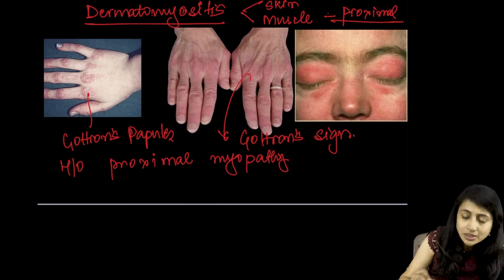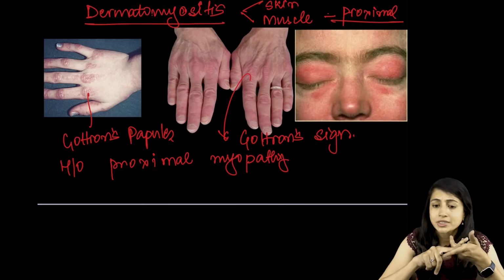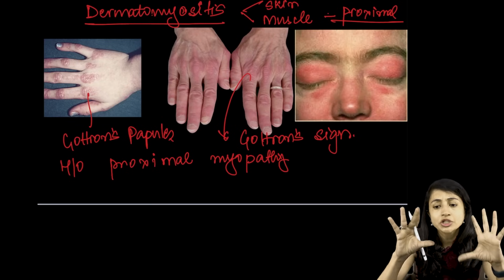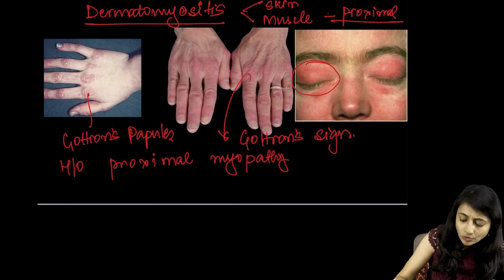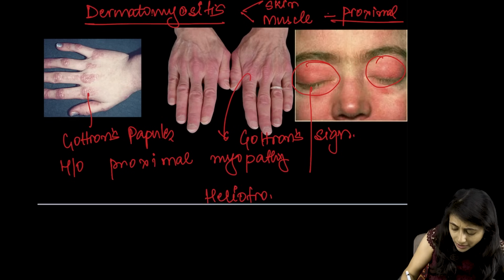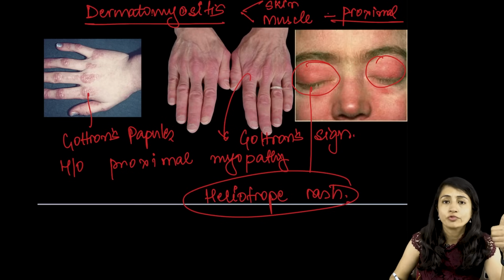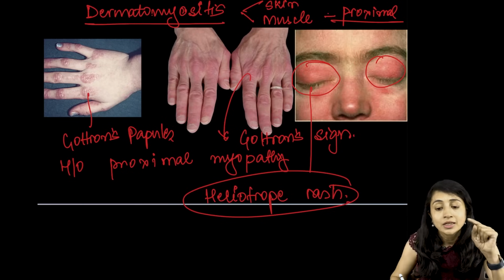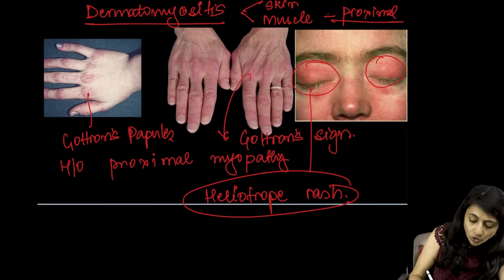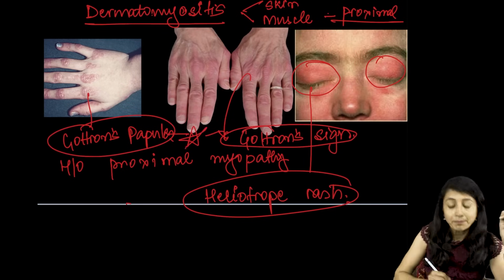Now, sometimes the erythema present is typically a confluent macular violaceous erythema. So, it is flat, it is violaceous erythema. When you see it around the eyelids, it is called heliotrope rash. So, if you get an image like this, the heliotrope rash or this erythema around the eyelids is also a feature of dermatomyositis. But it is a characteristic feature. Gottron's papule and Gottron's sign are the pathognomonic features.